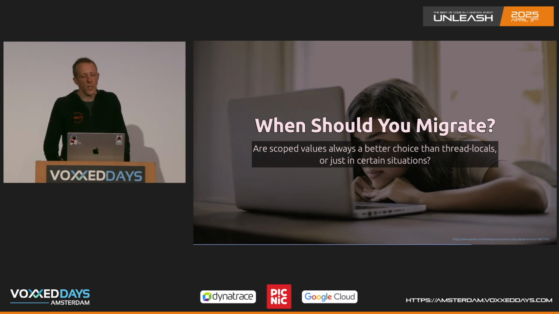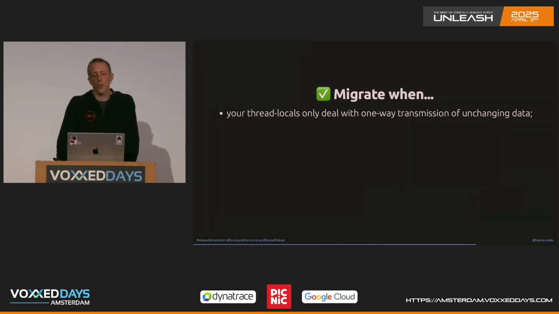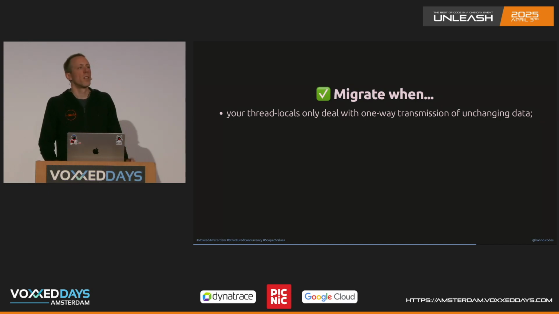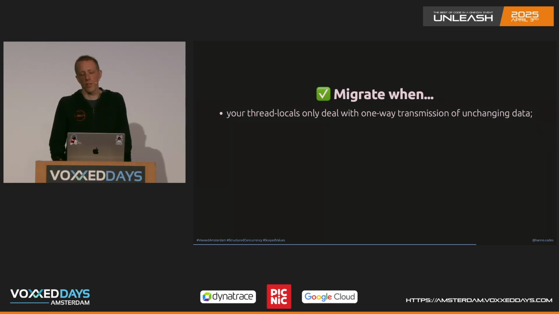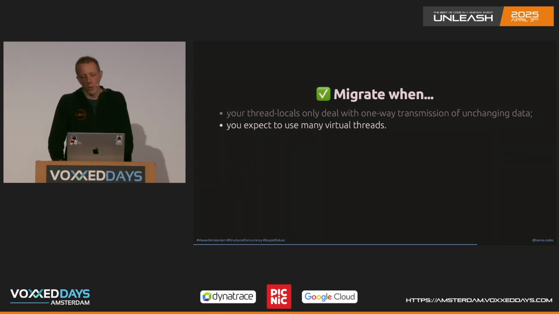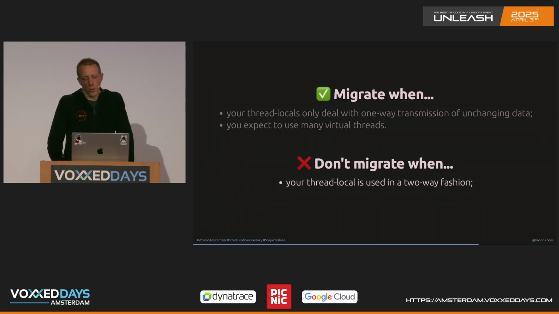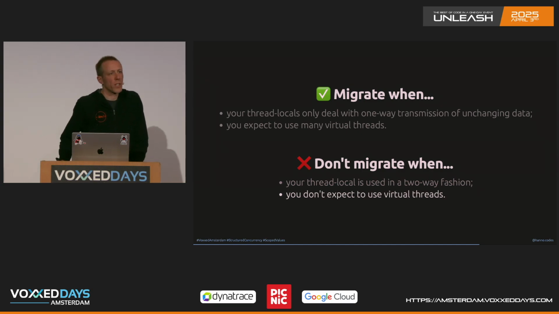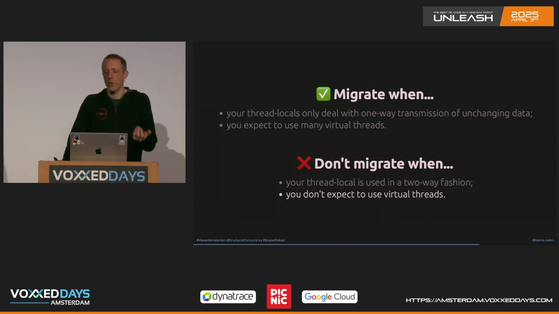So are scoped values always a better choice than ThreadLocals if you use them right now? Maybe that's a question you have. I think you should migrate when your ThreadLocals deal with a one-way transmission of unchanging data. So if you're relying on resetting, so setting the ThreadLocals to different values, it might not be the best idea. Or if you expect to use many virtual threads, because then the risk will be higher. Don't migrate when your ThreadLocal is used in a two-way fashion, because scoped values don't support that. Or you don't expect to use virtual threads, then the risk is not that high.